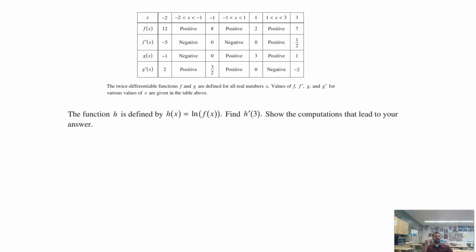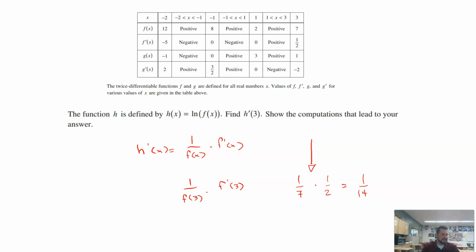The third one says, let h be defined by h of x equals the ln of f of x. Find h prime of 3. Well, in order to find that, it wants us to take the derivative first. The way that I take the derivative of the ln of something is 1 over that something multiplied by the derivative of that something. So there's my derivative. Now I need to plug in 3. I've got 3 plugged in both of those places. F of 3, I can see on the graph, is 7, so I've got 1/7 multiplied by f prime of 3, which is 1/2. If you simplified that down, you'd get 1/14. You don't have to. This answer is totally fine for letter C.